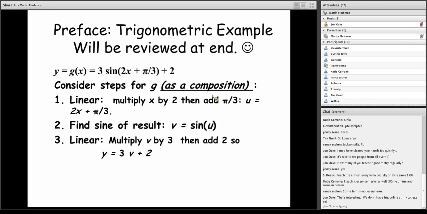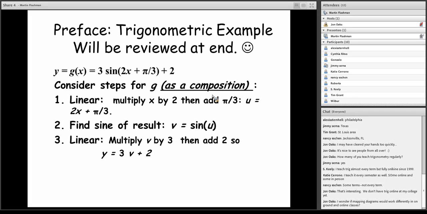And the way I want to think about this function is as a composition. What do I mean by that? Well, you start off with a linear function, multiply x by 2, then add pi over 3. That's what I'll call u. That's the first step. Then the next step is find the sine of that result. So v, I'll call, is the sine of u, that result we had, 2x plus pi over 3. Finally, you take the result that we just got, v, multiply it by 3, and then add 2 to it, so that y is actually equal to 3v plus 2.